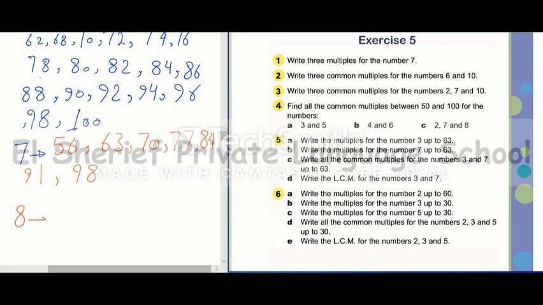Number 8, the multiples of number 8: 56, 64, 72, 80, 88, 96. And if we add 8 to the number 96, we get 104, and he wants the last number to be 100. So let's search for the common multiples.